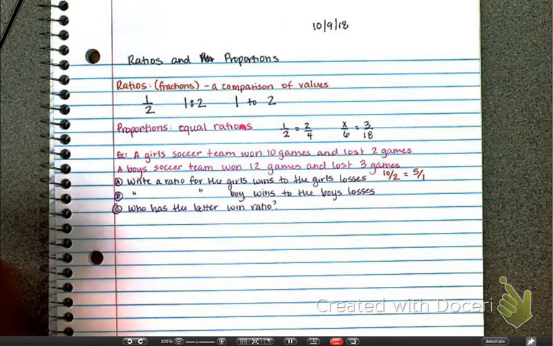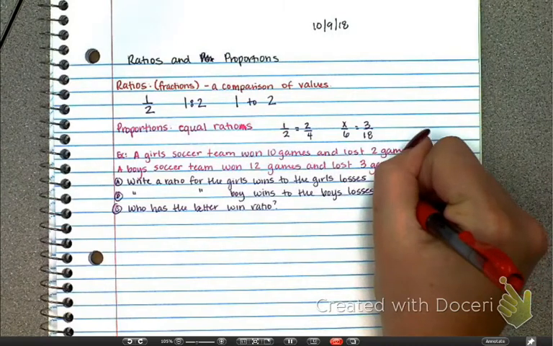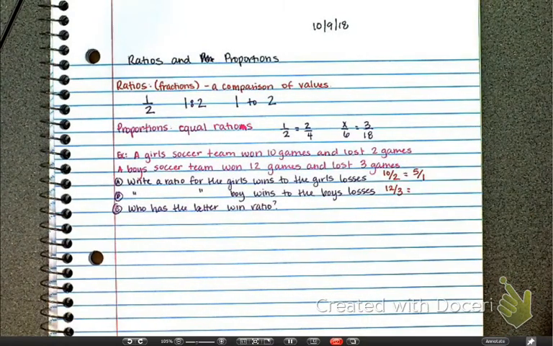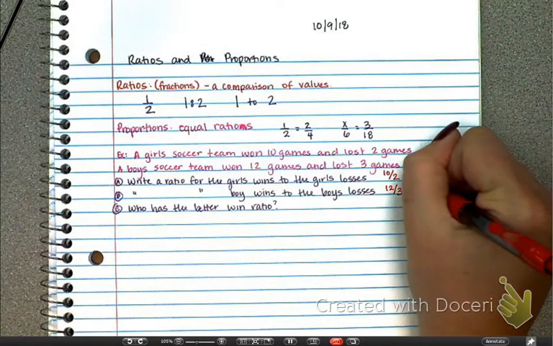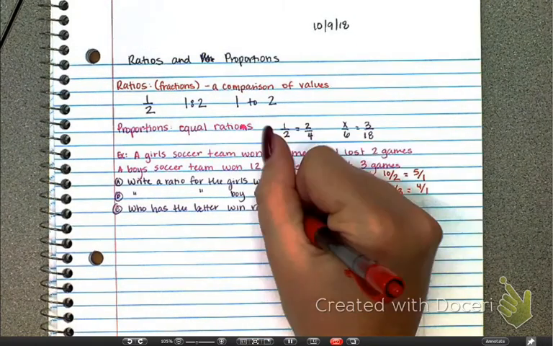Okay? So let's do the same thing for the boys. How many have they won? 12. And they lost? 3. What is 12 over 3 reduced to? 4 over 1. So the boys, for every 4 games they win, they lose a game. Who has the better win ratio? Girls. The girls do.